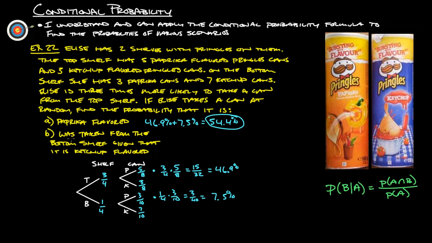Okay? Now, part B says, find the probability that it was taken from the bottom shelf, given that it's ketchup flavored. So now we know for sure that it was ketchup flavored. So it's this one and this one. Okay, so we've got to figure out those two. Now here's the key. Look, we already figured out these two. All 4 of these always have to add up to 100%. So we already got 54.4. So let's do 100 minus 54.4, right?